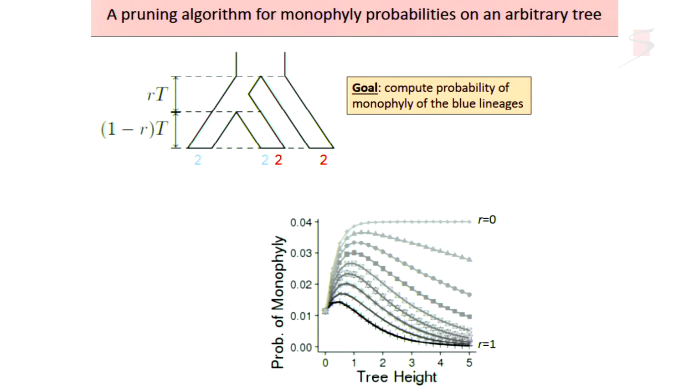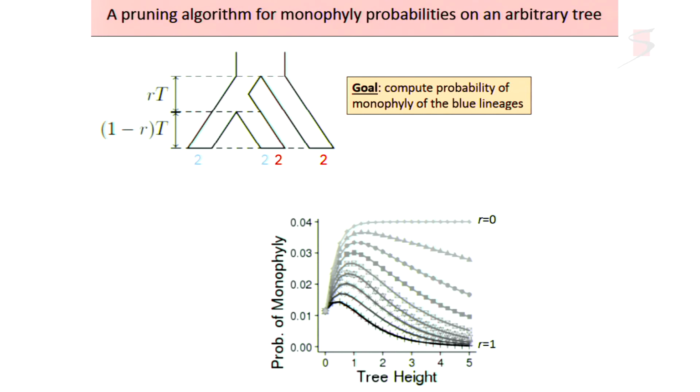So if r is equal to 1, then this branch gets very short, and as time increases, there's a long branch that has 4 blue lineages and 2 red lineages. So eventually, those 4 blue lineages and 2 red lineages are going to coalesce, and it's fairly unlikely to get monophyly. Okay, sorry, I've reversed the cases.